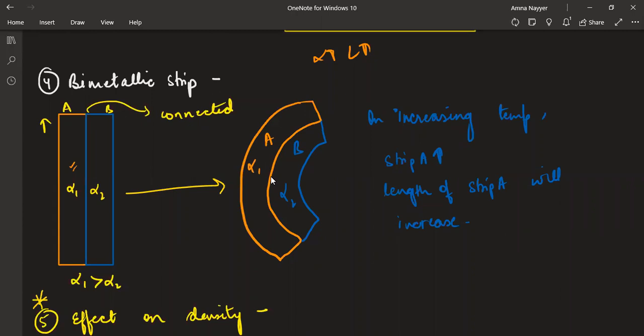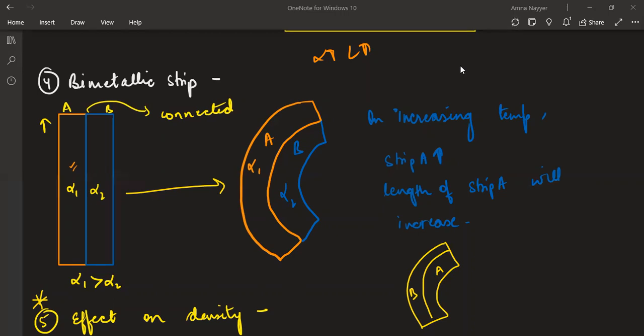Now, the question that comes is, how will you determine whether it's A over here or B over here? It could have happened, no? These are the metallic strips that have curved. This could have been A, this could have been B. Why is the longer one A and why is the shorter one B? The main question is, why is the longer one A and the shorter one B?